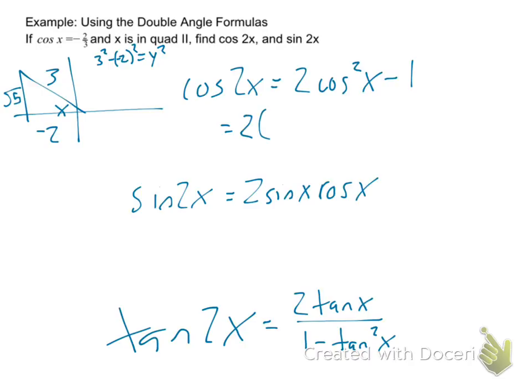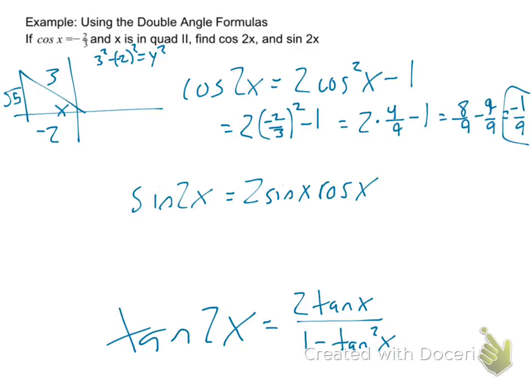So, hey, what was cosine again? Negative 2/3. What happens when you square a negative? So this becomes 2 times 4/9 minus 1, or 8/9 minus 9/9, or negative 1/9. Can you guys follow what I did there? I was subtracting 1, so I changed it to a 9 over 9. Good common denominator, so I can do this.